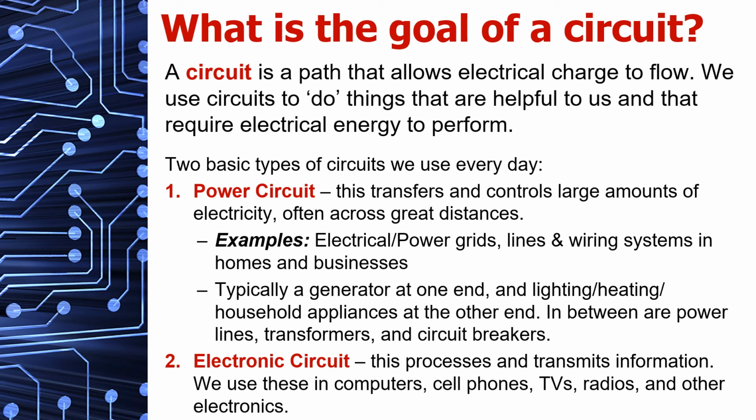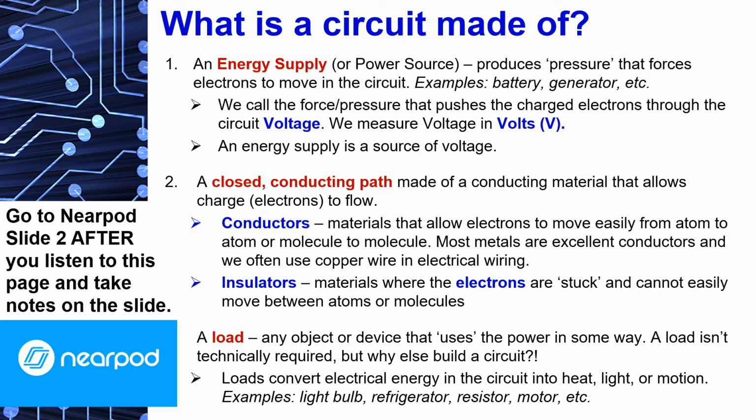Now, let's start to think a little bit about what is actually required to make a circuit. You need three things in order to have a circuit that works. The first thing you're going to need is an energy supply. The second thing is a closed conducting path. And the third thing is what we call a load. Let's talk about each of those one by one.